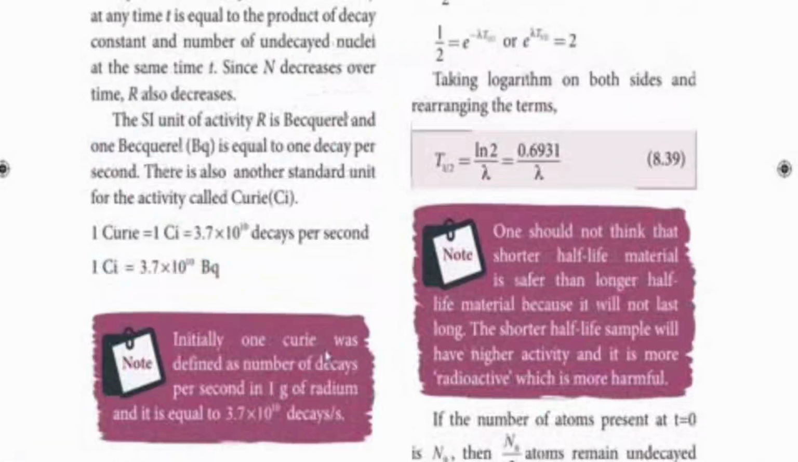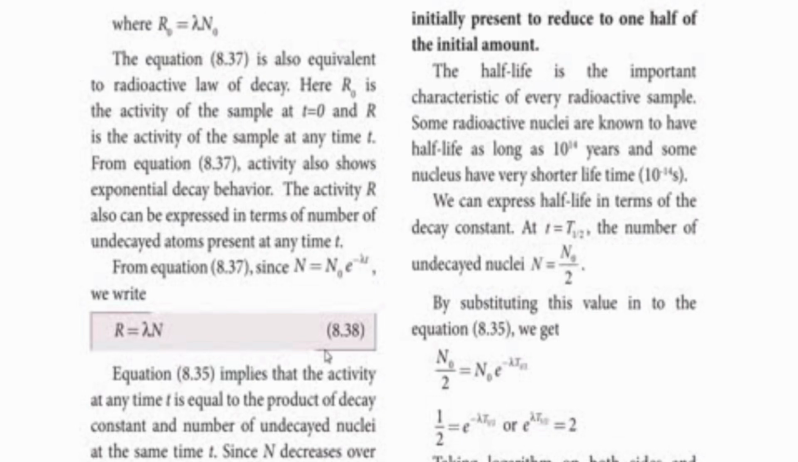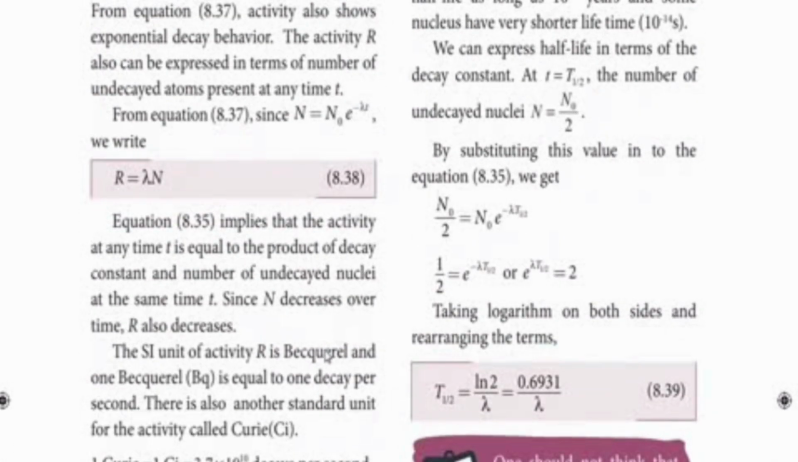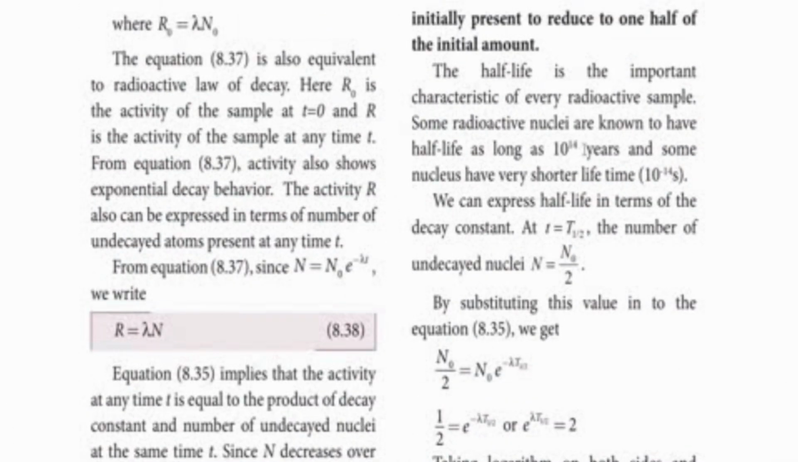That means 100% element is there. What is the time taken for the element to decrease to 50%? That's called the half-life period. Some elements take 10 to the power of 14 years, some elements take 10 to the power of 14 seconds. So using that we can classify the elements.